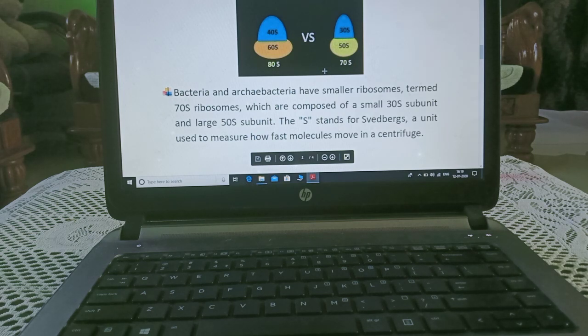S stands for Svedberg, a unit used to measure how fast molecules move in a centrifuge. This is the smaller unit of the ribosome. This is the larger unit of the ribosome. In the 80S ribosome, the smaller unit is made up of 40S and the larger unit is made up of 60S. Combined they make 80S. In the 70S ribosome, the smaller unit constitutes 30S and the larger unit constitutes 50S and together they make the 70S ribosome.